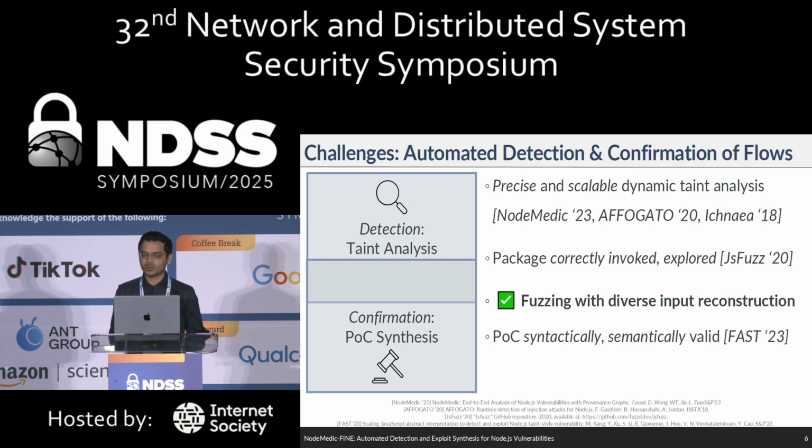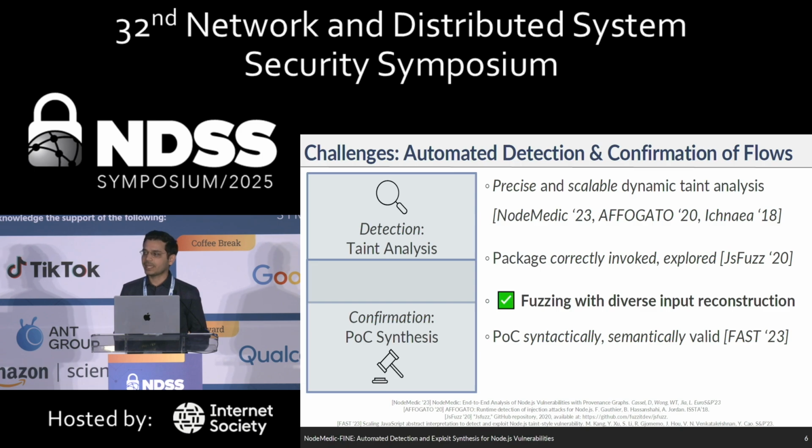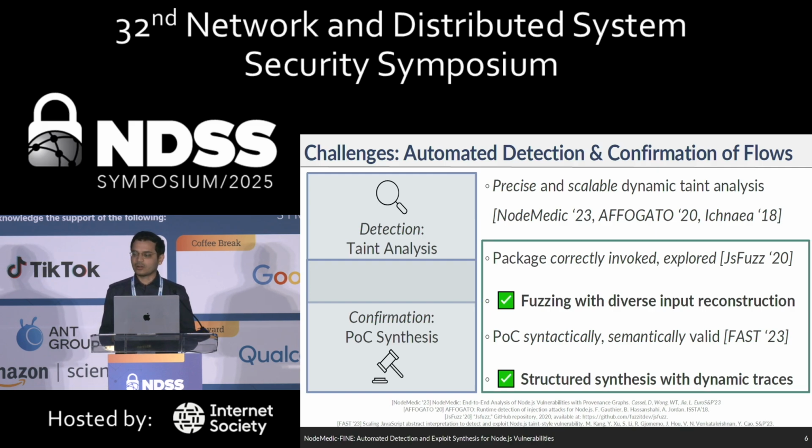The final challenge, when automatically confirming a flow, is ensuring that a syntactically and semantically valid proof of concept exploit can be created. Prior work, such as FAST, used constraint solving to generate valid exploits, but the constraints come from static analysis that is limited in modeling built-in functions, leading to false negatives. In NodeMedic-FINE, we synthesize exploits using constraints gathered from runtime execution traces to boost confirmation rates. Let's now look at our architecture for delivering these two contributions.